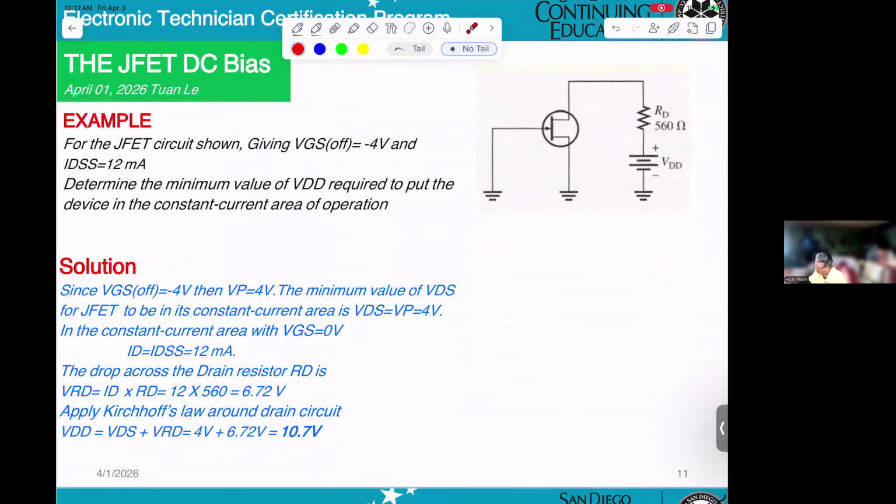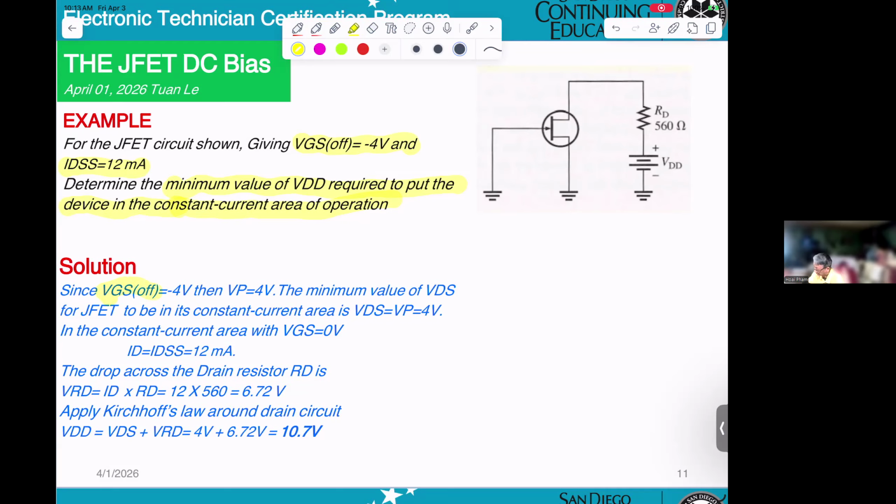Now, an example. For the JFET circuit shown, given VGS(off) equals minus 4 volts and IDSS equals 12 milliamps, they want to know the minimum value of VDD required to put the device in the constant current area of operation. Now see what happens.